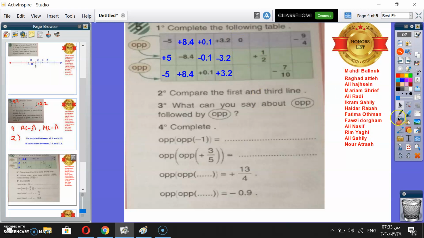So I will write 0 here. So 0 is a special case. Its opposite is the same. So opposite of 0 is 0.